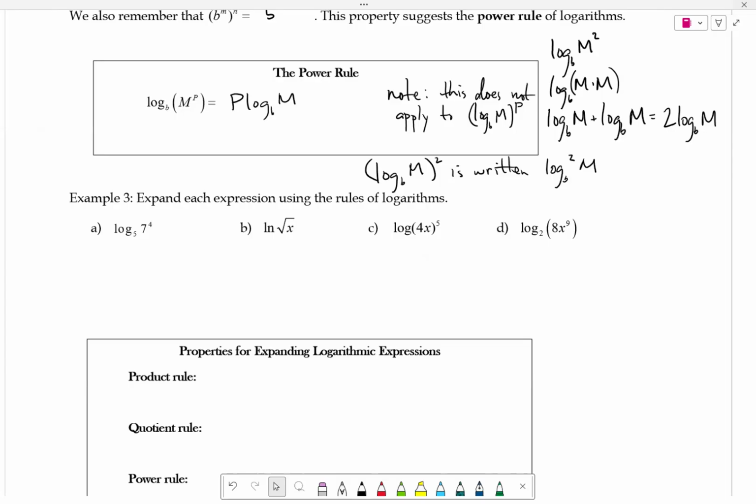Okay. I'd like to hear from Elise. A. Thank you. Sam, did you get something for B? Is that how to say it? LN? That is correct. That's how to say it. And that 1/2, of course, came from the fact that square root of x is equal to x to the 1/2. So 1/2 ln of x. Thank you.